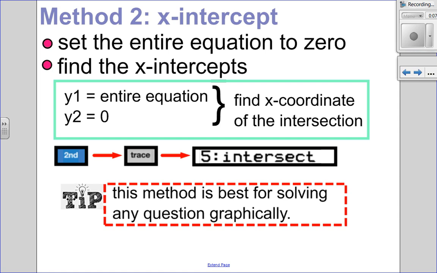Now, graphically, I'm going to find the x-intercepts. So I set my whole equation to 0, and I put that equation in y1. In y2, I put 0, which will graph the x-axis. And then we just have to find the x-coordinate of the intersection of the graph with the x-axis, which is the x-intercept. Again, on your calculator, that's second trace to get you into the calculate menu, and then option number 5.